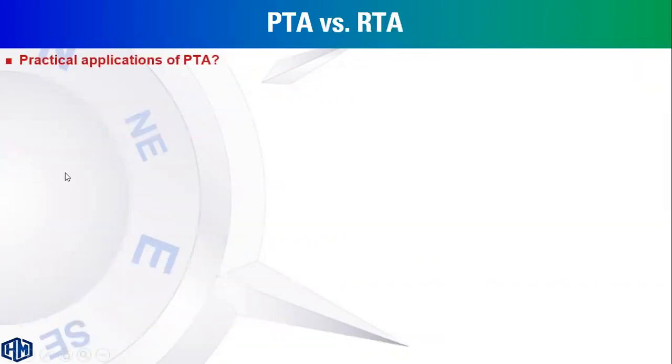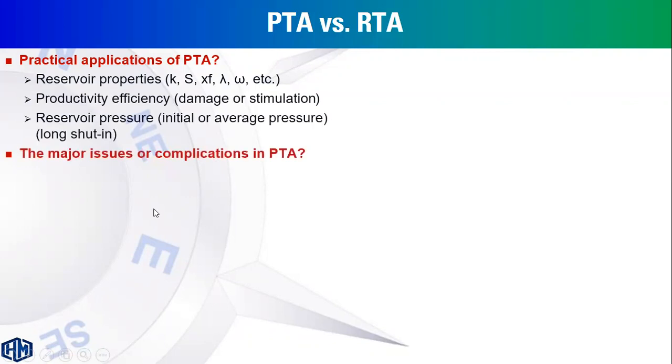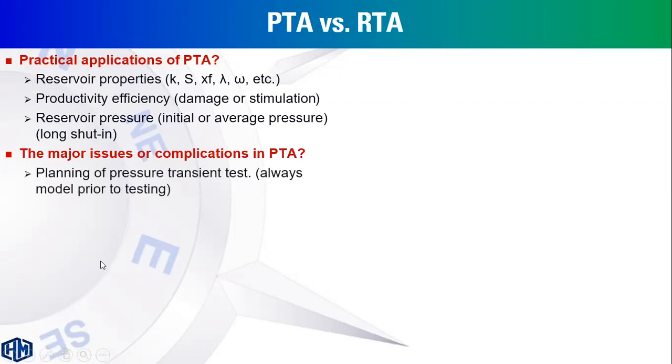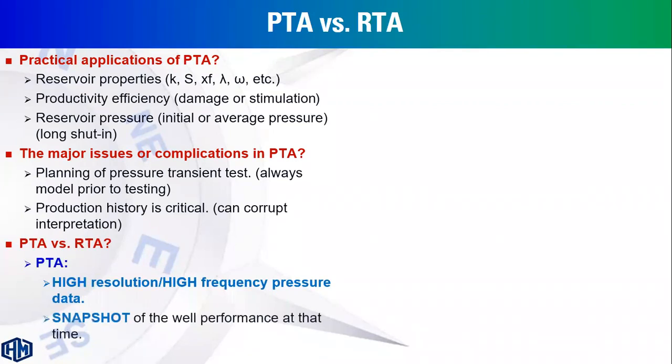So PTA versus RTA. Applications of PTA: reservoir properties like skin, reservoir mobility, fracture half length, and so on; the production efficiency; and reservoir pressure, the initial or average reservoir pressure in case we have a long shut-in period. But as mentioned, the planning of the pressure transient and the production history are very important for interpretation. In PTA, we have high resolution and high frequency pressure data, and PTA is considered a snapshot of the well performance at a specific time.